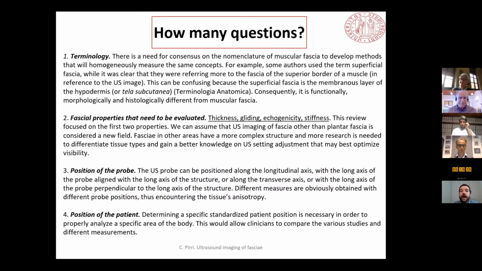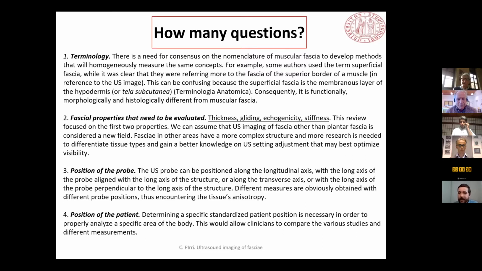The questions are about the terminology. There is a different terminology between the physician, for example, and scientific research. When we talk about, for example, the superficial fascia, the physician writes about the superficial border of the deep fascia and not the superficial fascia, because the superficial fascia is the membranous layer of the hypodermis, and the Terminologia Anatomica calls it the tela subcutanea. I think this is an important problem nowadays to compare the data and the results among the various articles. And another problem is the fascial properties.